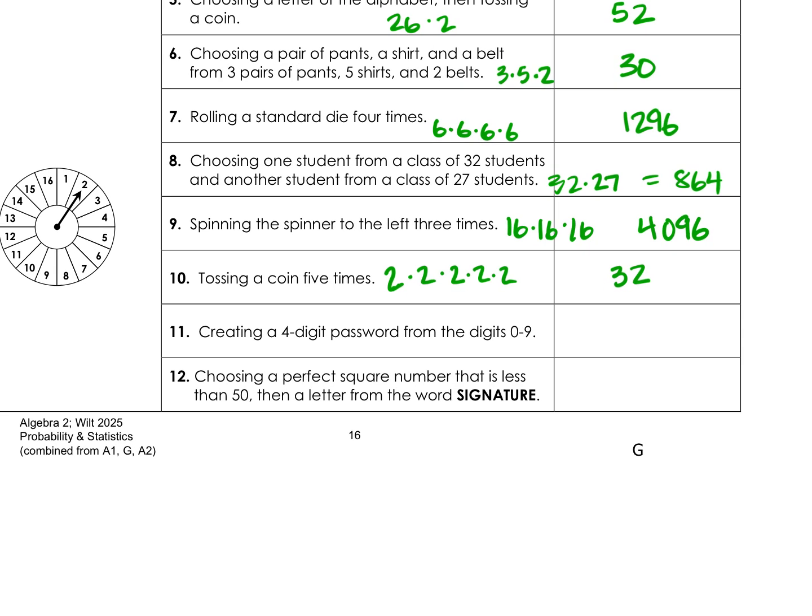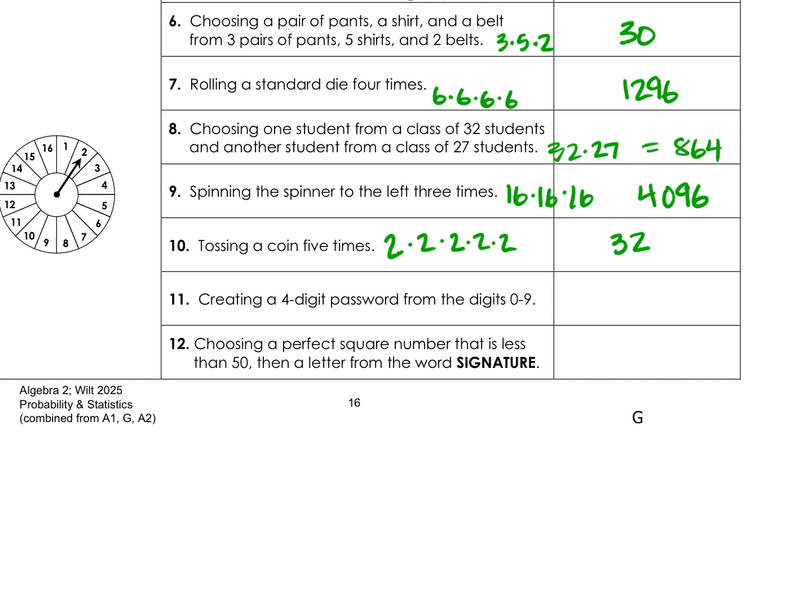Using the numbers 0 through 9, so those 10 of them, to make a 4-digit password, it doesn't say that it has to repeat or not repeat, so I'm going to assume that they can repeat, and I would have 10 times 10 times 10 times 10, which gives us 10,000 as our option. And choosing a perfect square that's less than 50 and a letter from the word signature. Well, there are 9 letters in signature. There are 7 perfect squares less than 50, so 7 times 9 is 63.